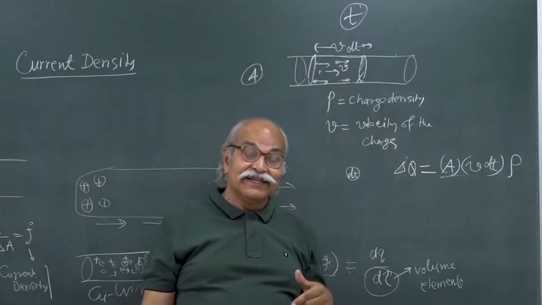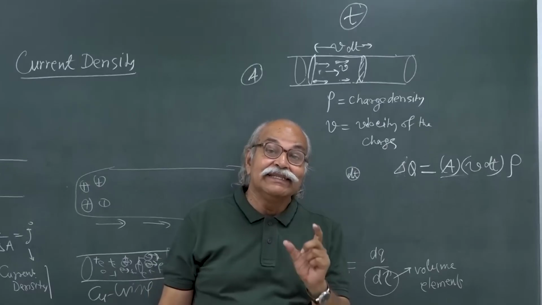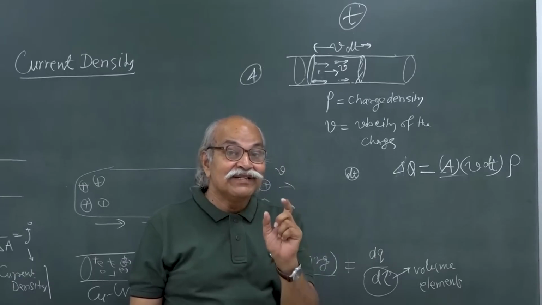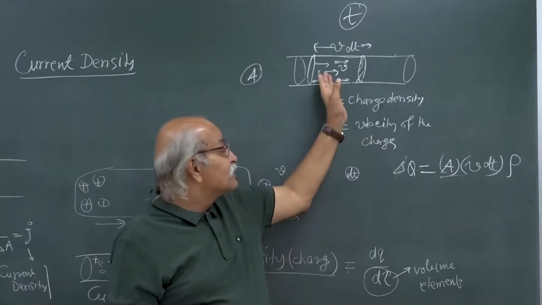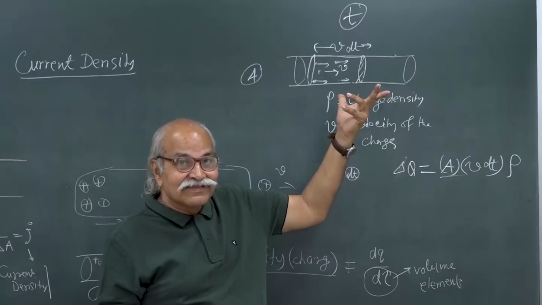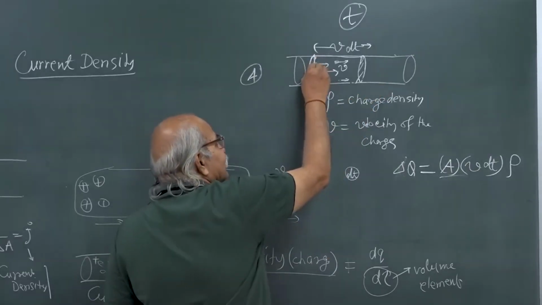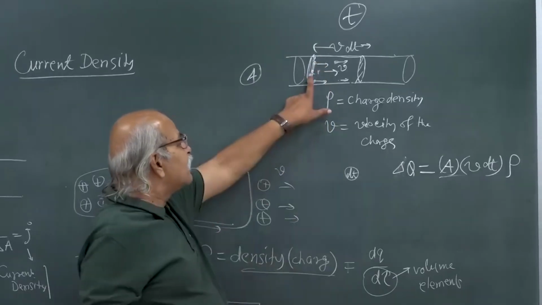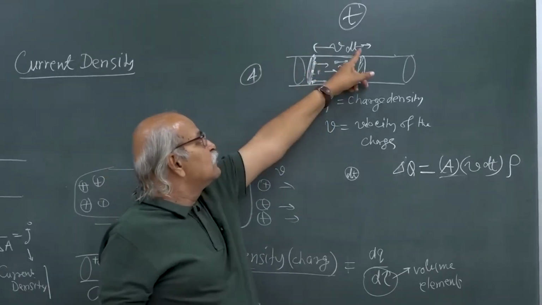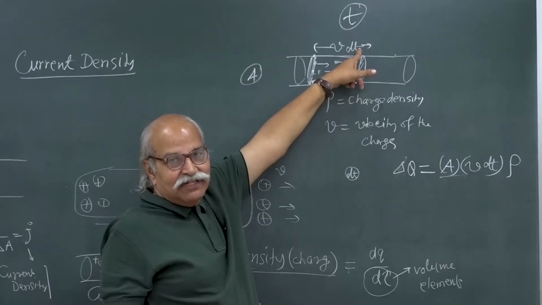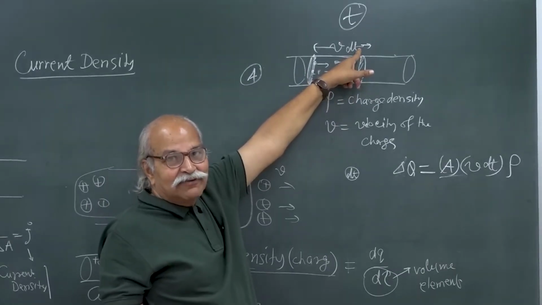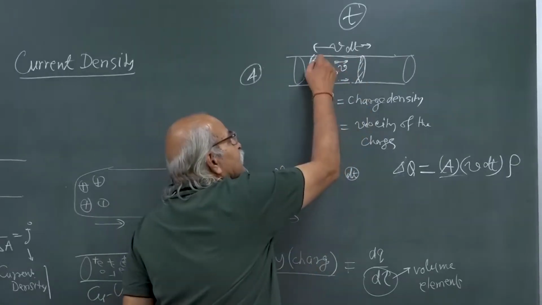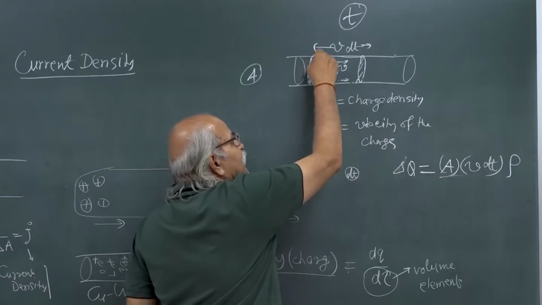Now think what happens in the next time interval dt. In the next time interval dt, which charge is where? So look at these charges which are right here on this cross section. These charges, how much distance will they travel? They will travel v into dt distance, because v is the velocity, dt is the time I am allowing. So each of these charges will come here.